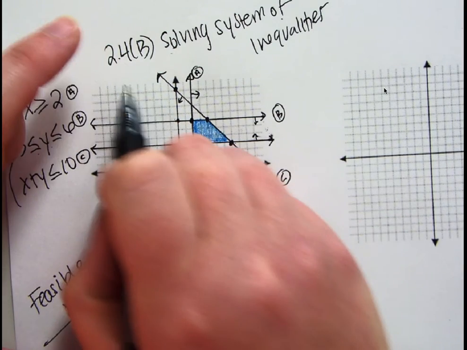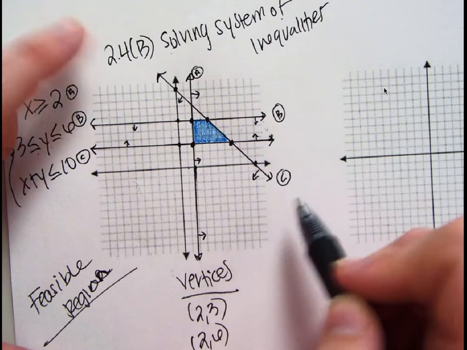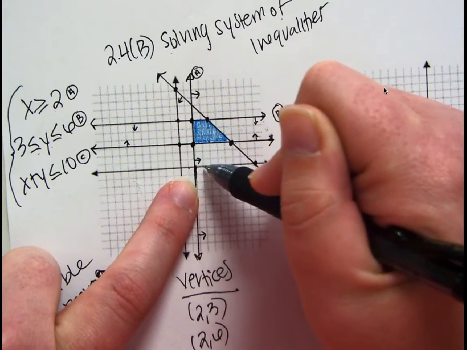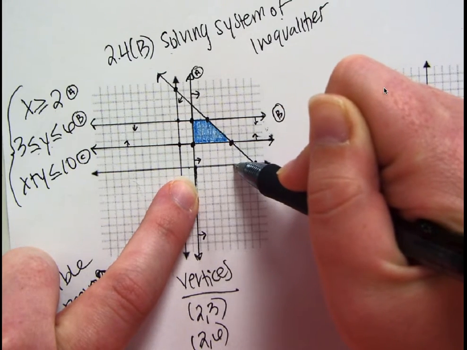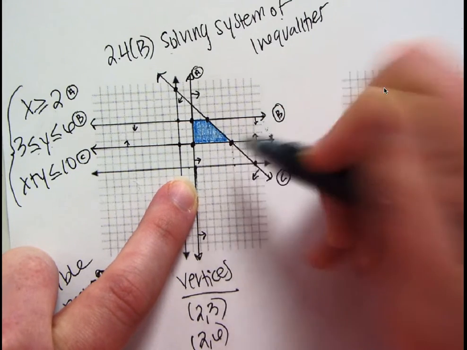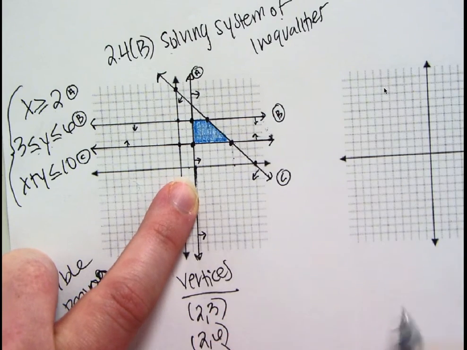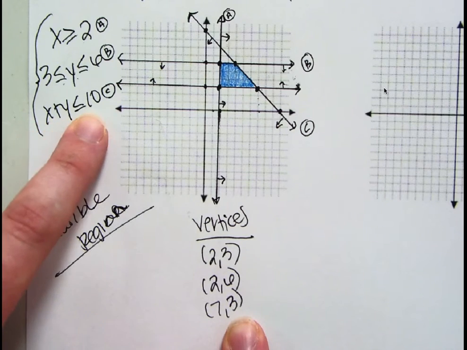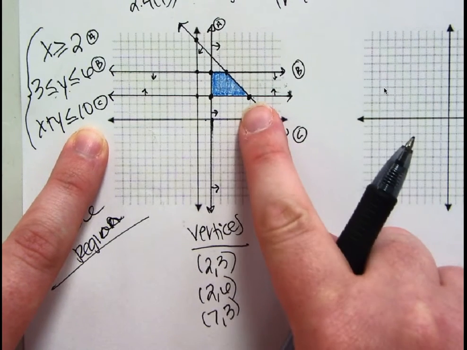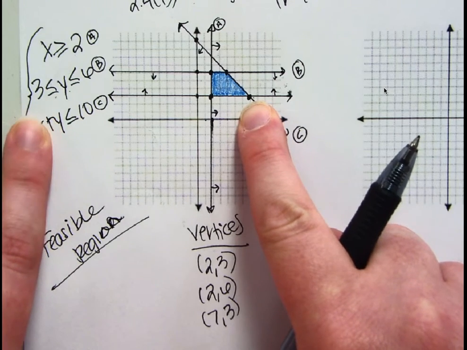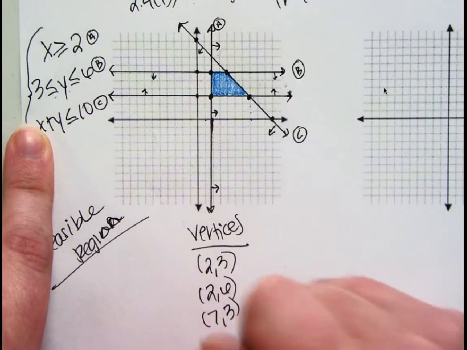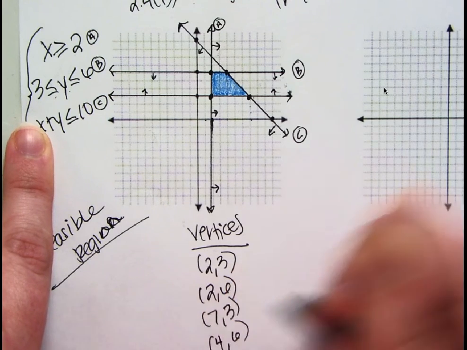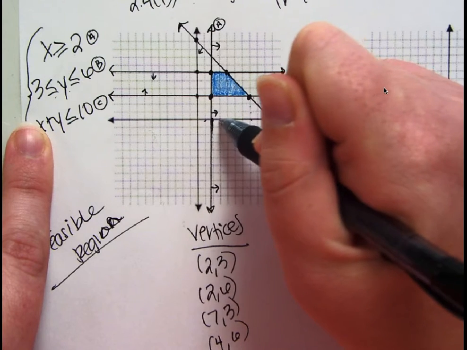And now for these that are along the line x plus y equals 10, we can verify, but it looks like this one is 7 and then up 3. And once again, you want to double check that solution with your inequalities. 7 plus 3 does equal 10, so that is on that boundary line, and it's where y equals 3. And then this ordered pair is when y equals 6, so the x must be 4. Let's double check.